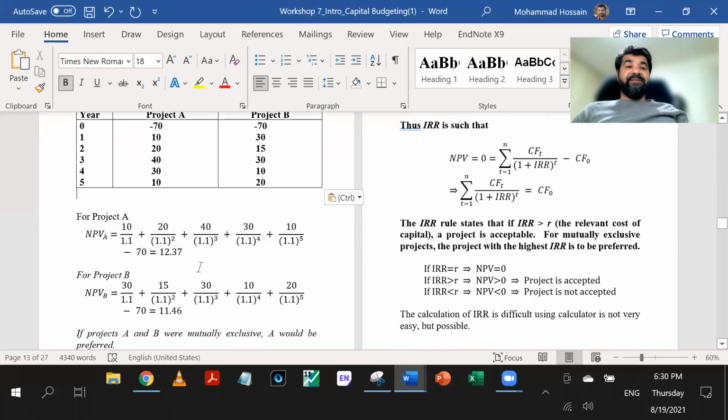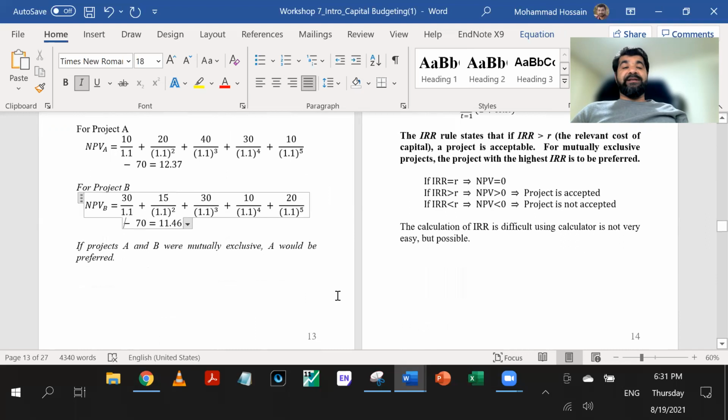So how much is your initial investment? Minus 70, according to the formula. First year is 10, 20, 40, 30, 10, and here is your 1 plus R to the power 1, 1 plus R to the power 2, 3, 4, 5 years. For project B, 30, 15, 30, 10, 20, minus the initial investment. This is your project A and B net present value.